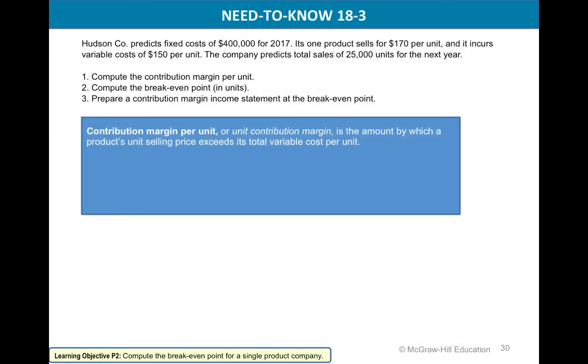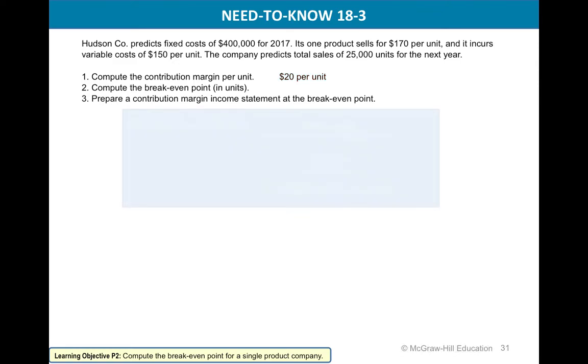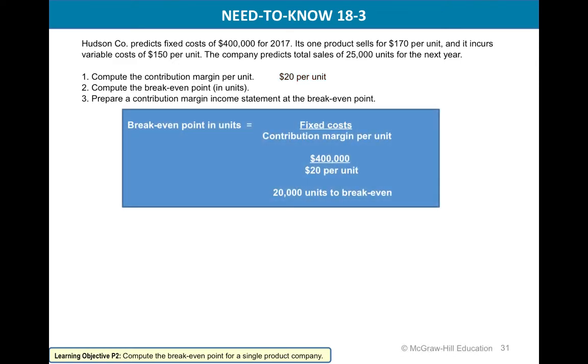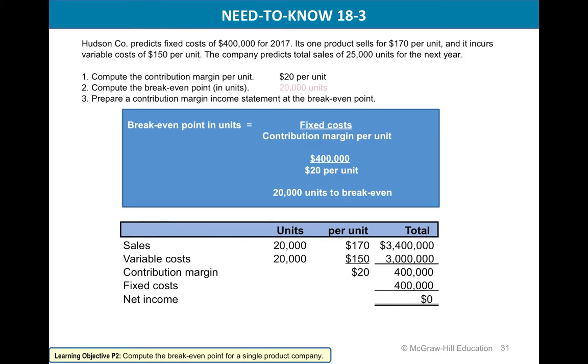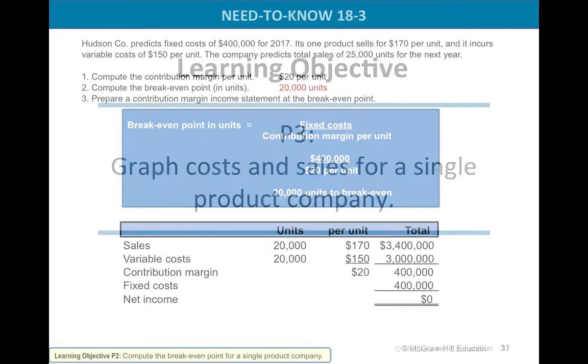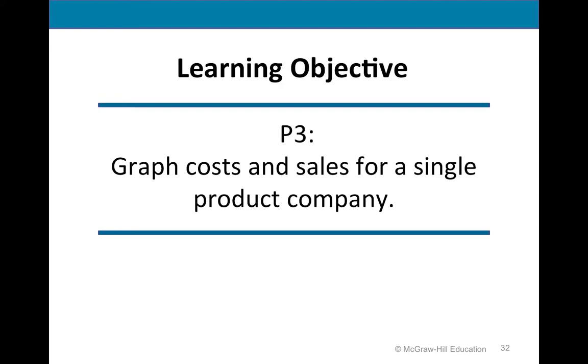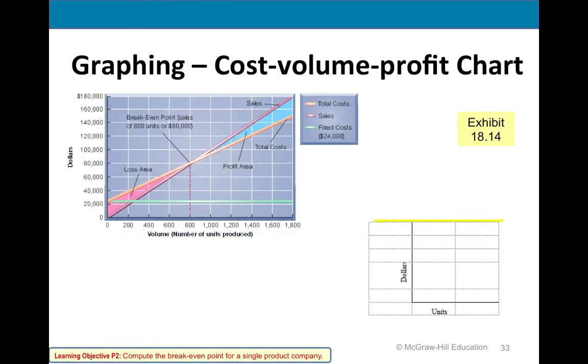And again, you want to do a need to know here. Take your sales minus variable costs, $20 per unit. Now, getting units, it says here you've got to sell 20,000 units, again for a single product company. And a graph is fine too if you want to graph it.